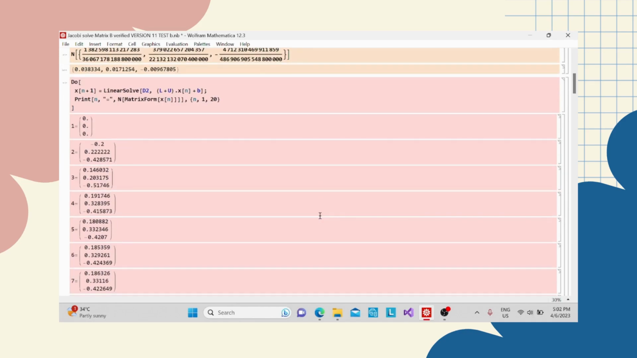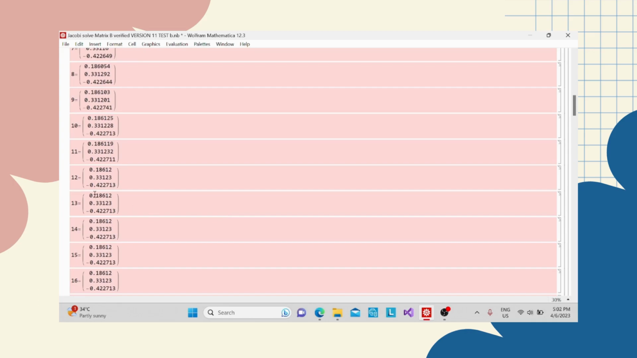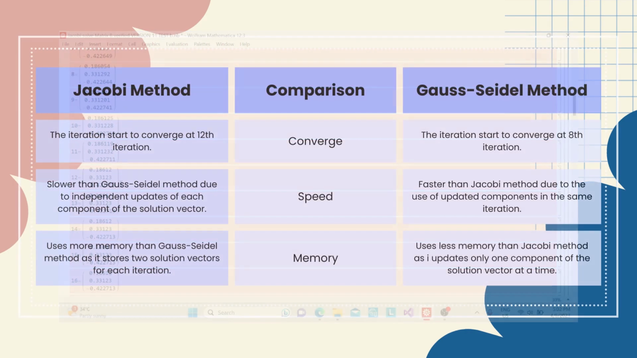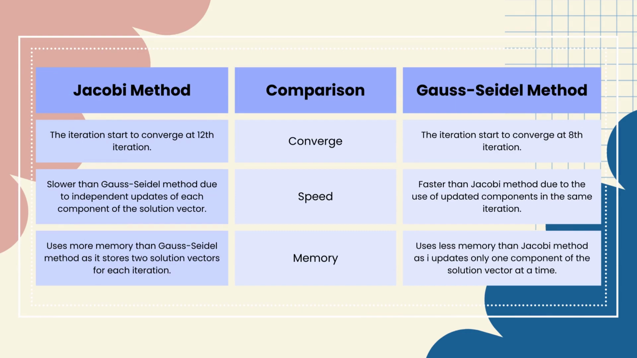We can see here that the iterations start to converge at the 12th iteration. Okay, so based on the previous explanation, we can see that the Jacobi method converges at the 12th iteration and the Gauss-Seidel method converges at the 8th iteration.